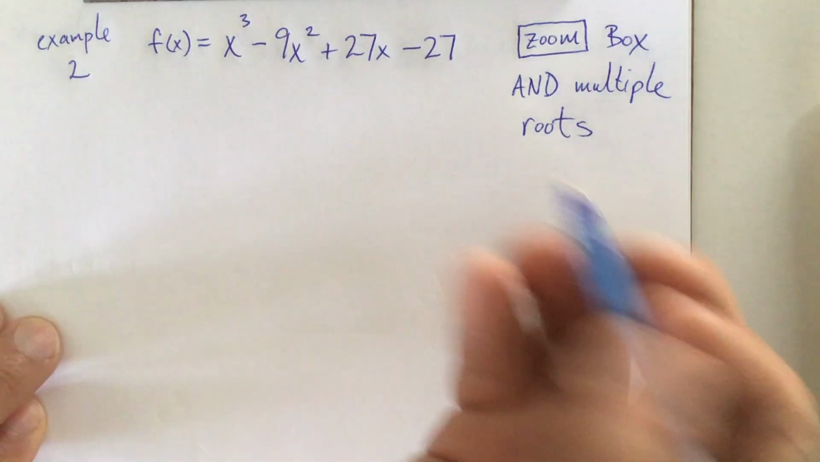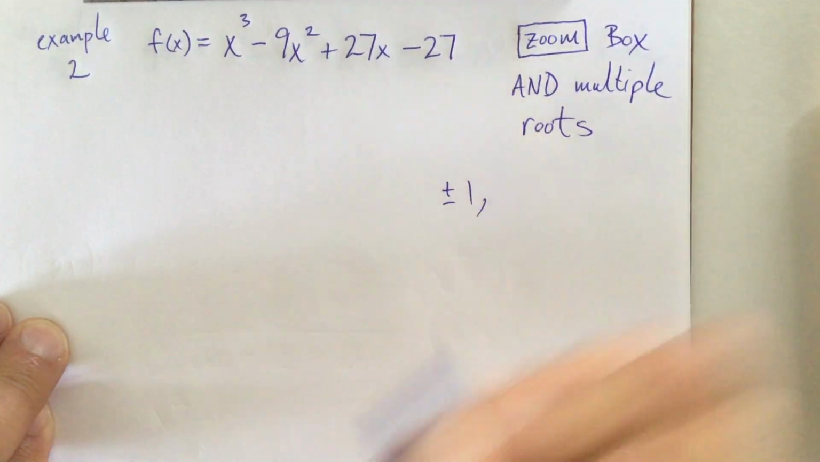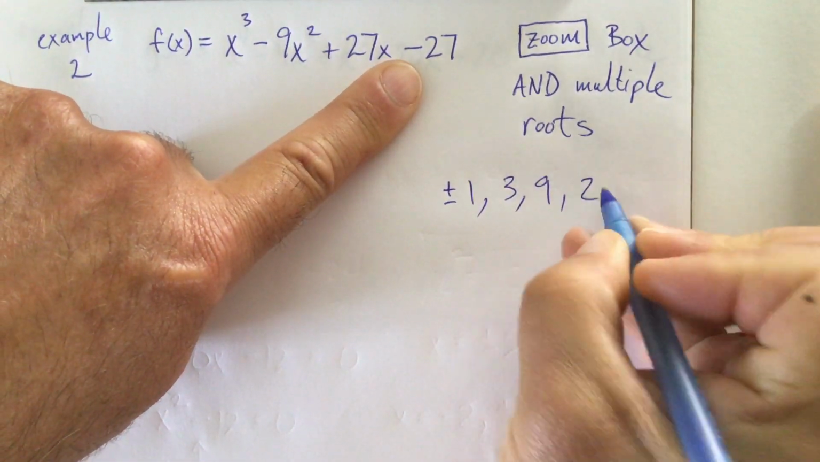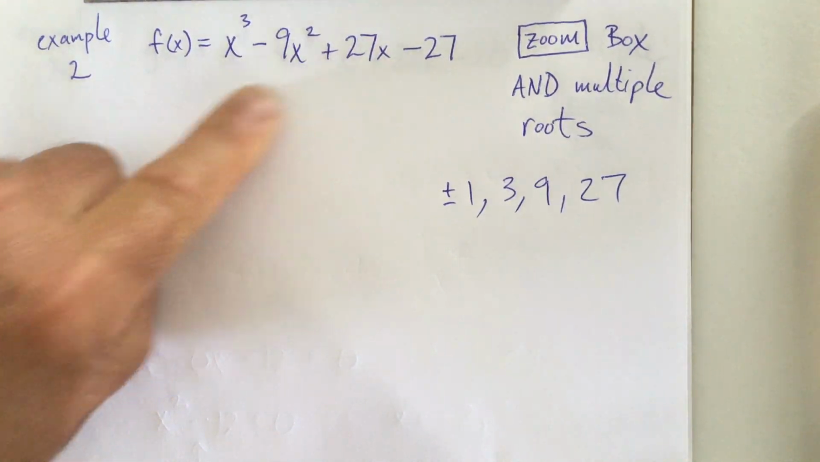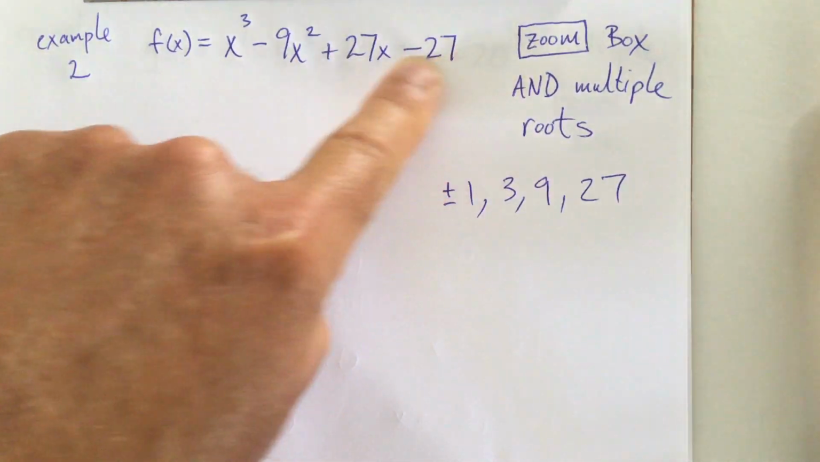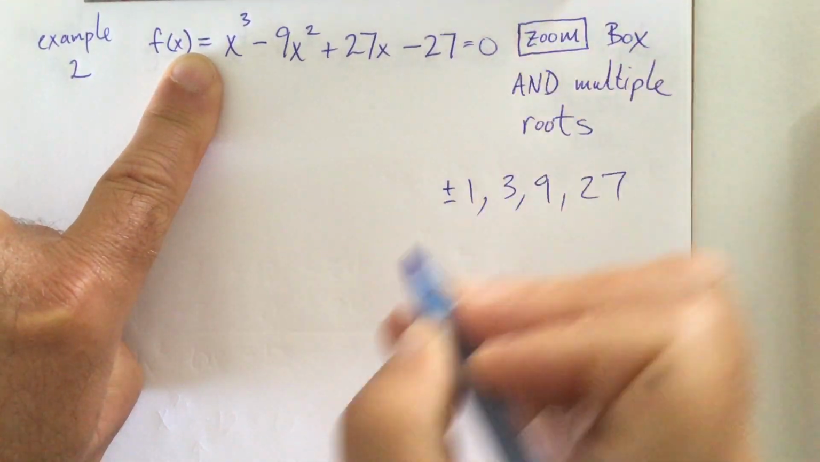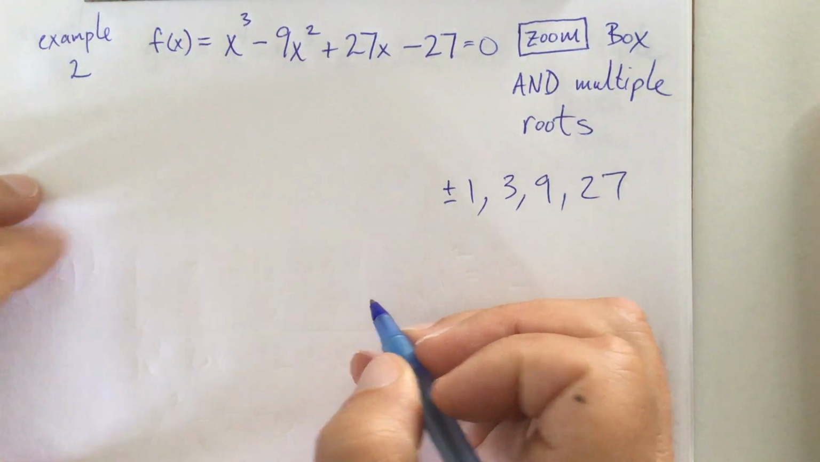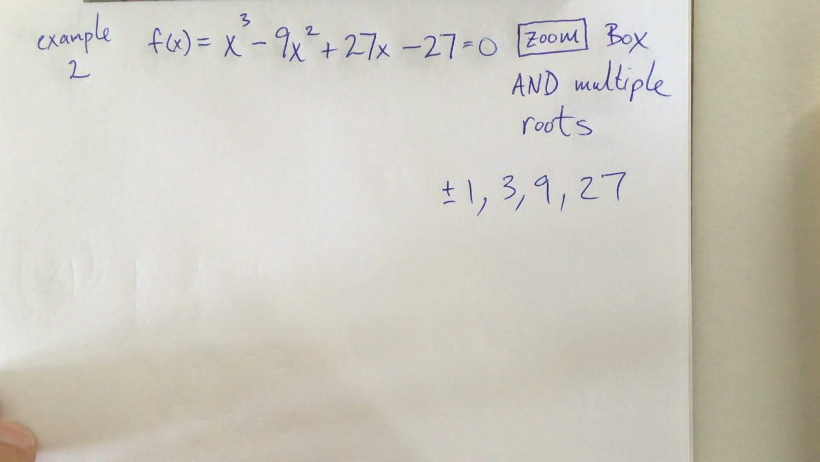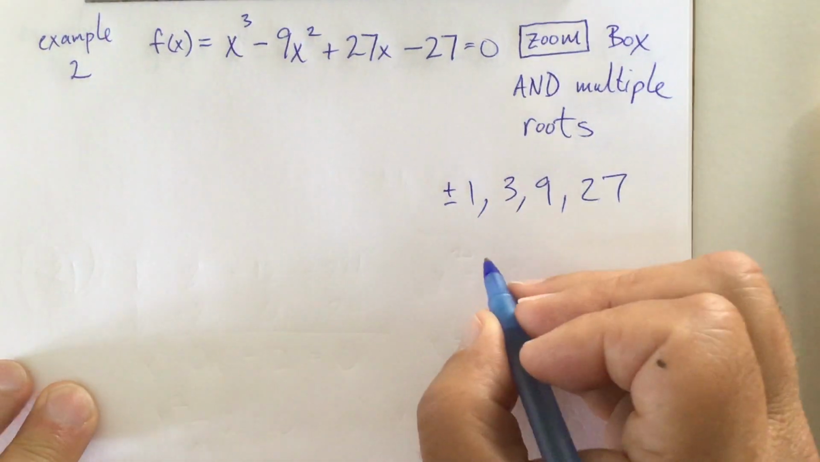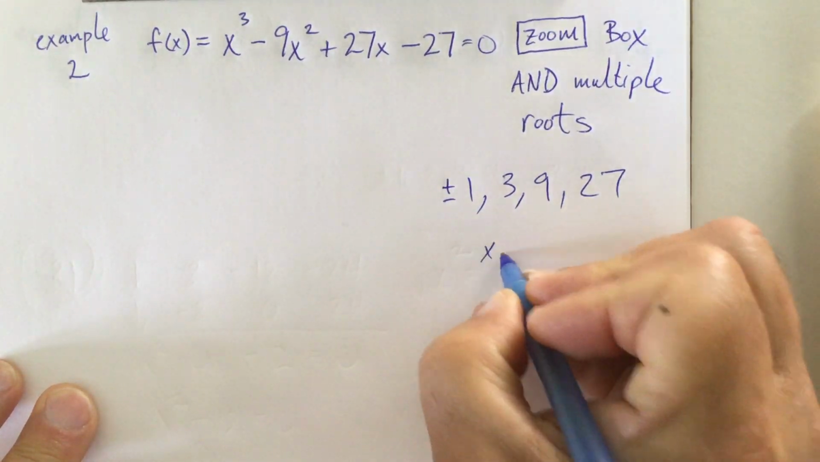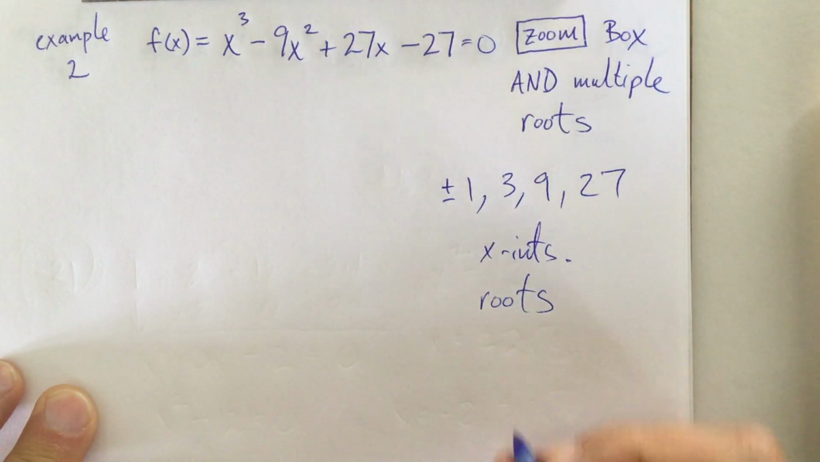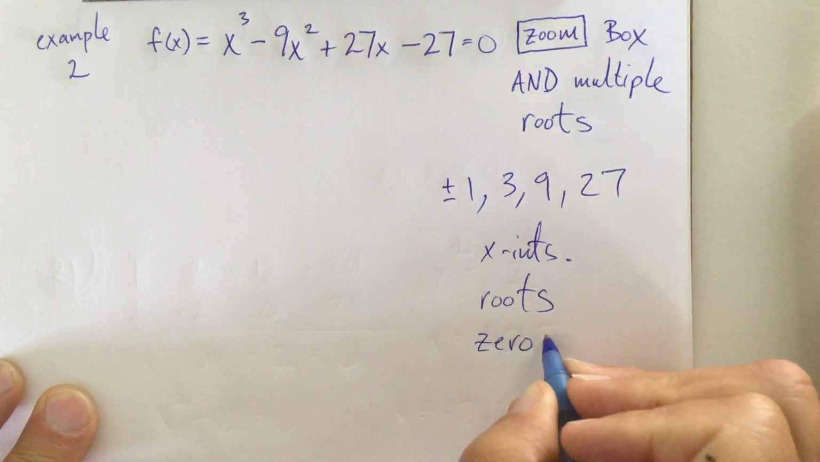So I would say, what are my possible shelf numbers? 1, 3, 9, 27. Those are my choices. Now, I would technically do what? I would set this polynomial equal to 0 to solve for my x-intercepts. Now, there are different terms for x-intercepts. I just want to mention this because it's going to happen sometimes, and these are synonyms. Sometimes they call them x-intercepts. Sometimes you'll see in the book it'll say find the roots. Sometimes it will say calculate the zeros.